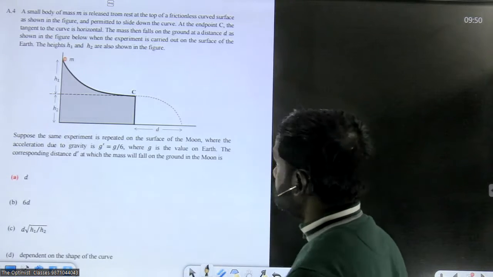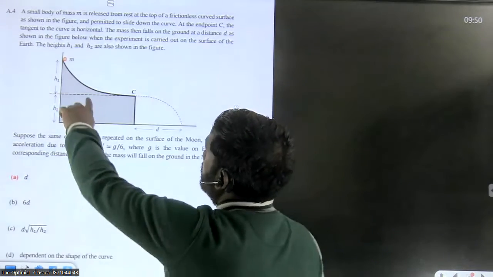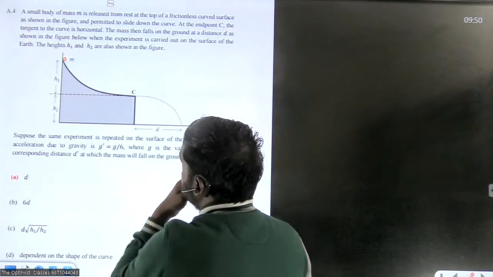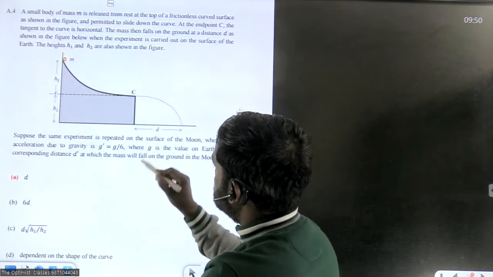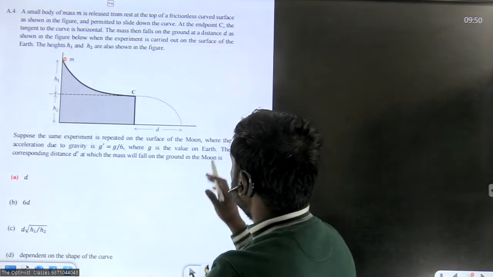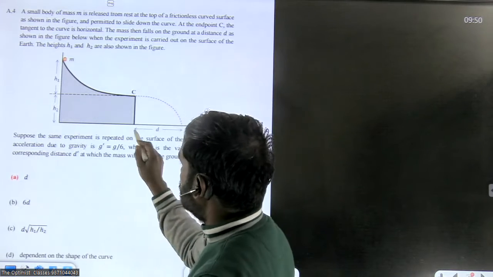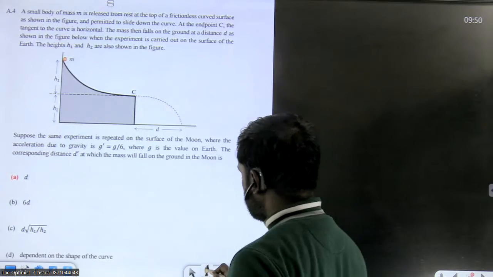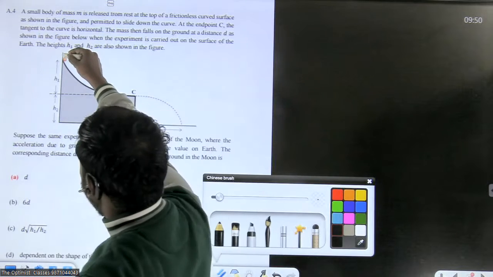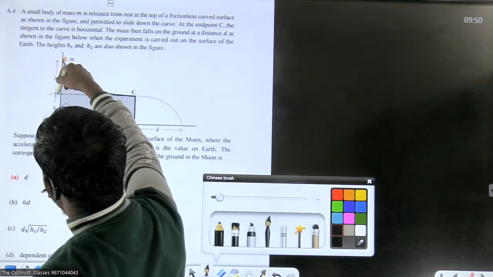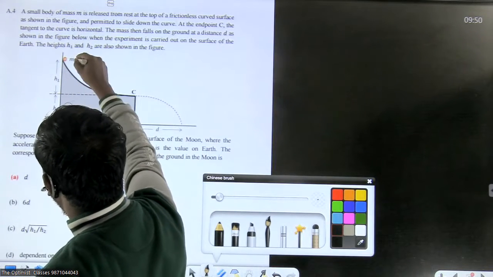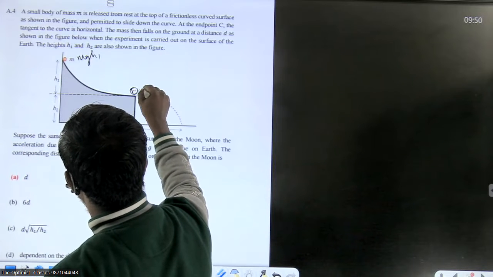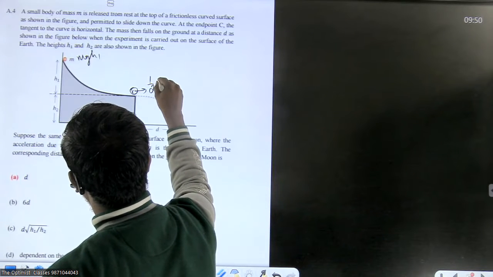Now this question, see, it says a ball is sliding from here and then it falls like this. The question says the same experiment is repeated on the moon, then what will the value of this D be. Okay, D becomes D prime, so how is D prime related? See, it has fallen from here. I'll take potential energy zero level, so here potential energy is mg h1, and that converts into kinetic energy. Here it becomes half m v square.